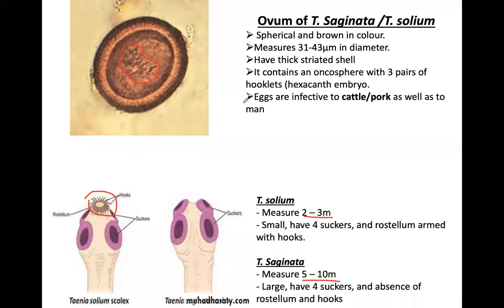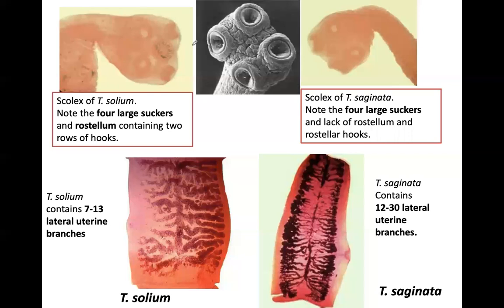And then moving forward with another feature that differentiates Taenia solium and Taenia saginata. This is an actual electron microscope image. If you see four suckers without the rostellum, this is typical of saginata. And Taenia solium has four suckers with the row of hooks. And if you want to examine this further in terms of the proglottids, they have different numbers of uterine branches.